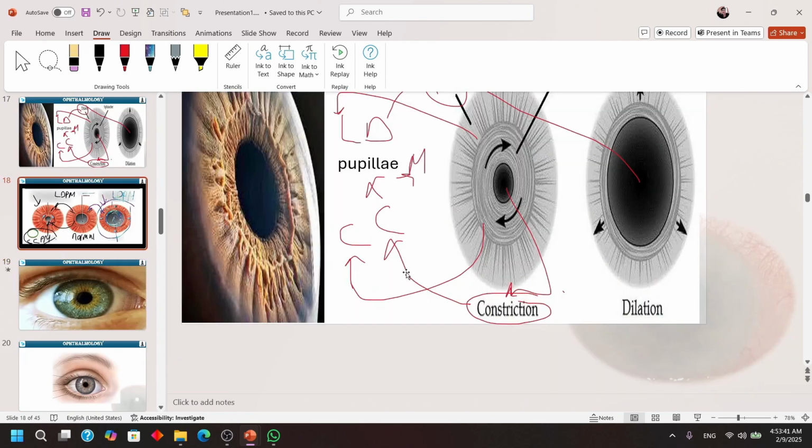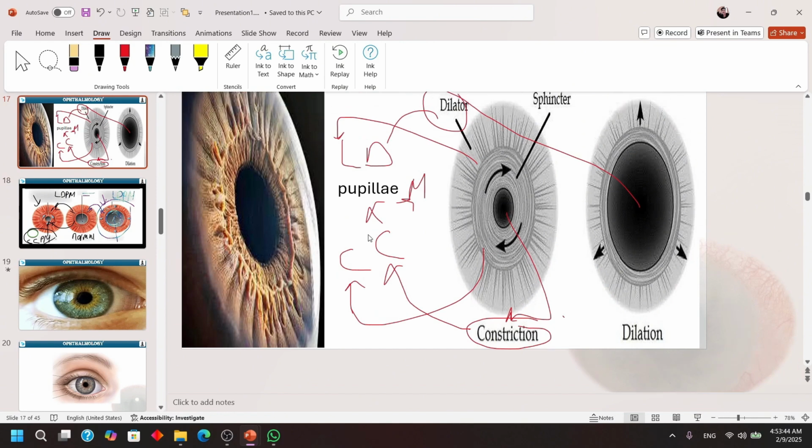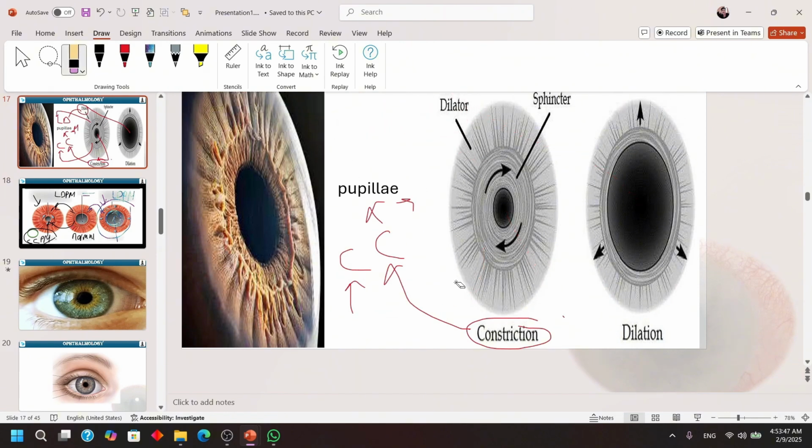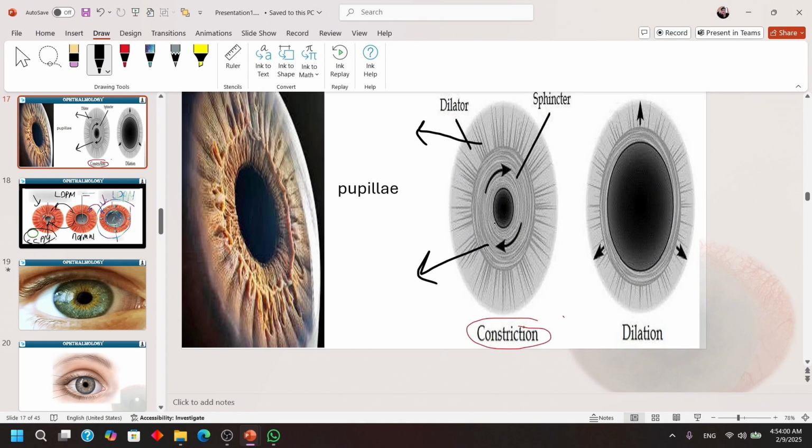Okay. So the last piece of info about these muscles will be the innervation, the nerve supply. We want to know what makes the dilator work and what makes the constrictor work. This is not a voluntary movement from you. If you want to dilate or constrict your pupil, it's not about you. It's an involuntary movement. What controls involuntary movement? The autonomic nervous system, right? And the autonomic nervous system is divided into sympathetic and parasympathetic, right?